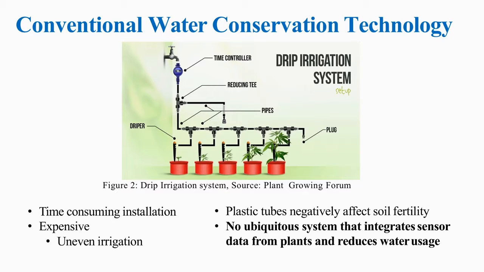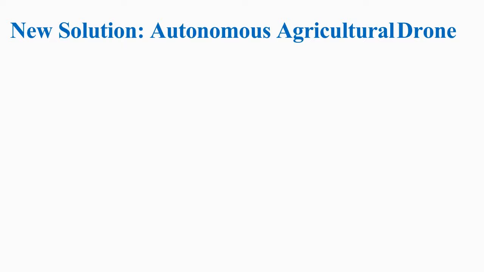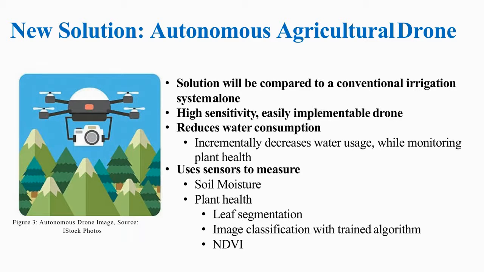The overarching idea that I was trying to address is that there's no ubiquitous system that integrates sensor data from plants, reduces water usage, and maintains plant health. So the new solution that I created was an autonomous agricultural drone. Compared to a conventional irrigation system, it is a highly sensitive, easily implementable drone that does two things: decreases water consumption incrementally, and monitors plant health using sensors like a soil moisture sensor, and looks at plant health using leaf segmentation, image classification with a trained algorithm, and NDVI, all of which I'll explain in the next slides.